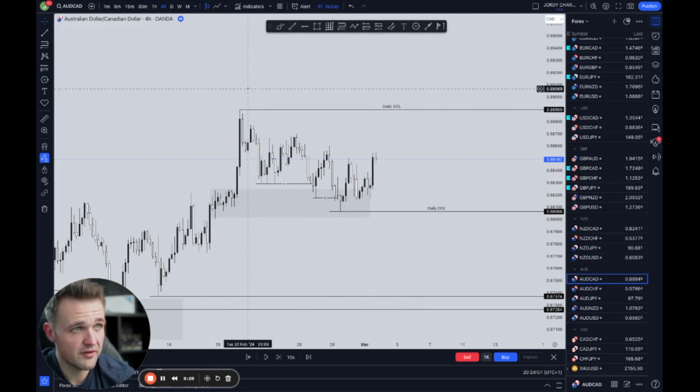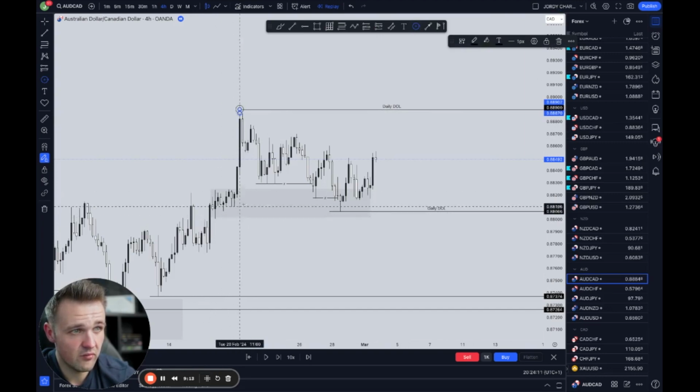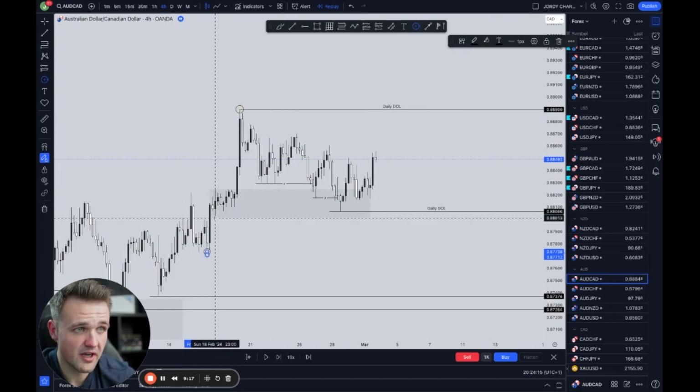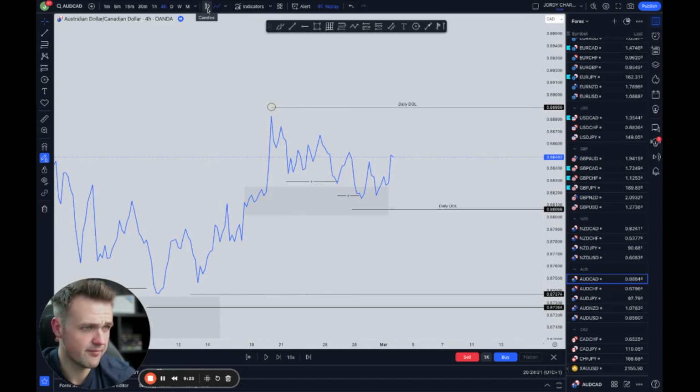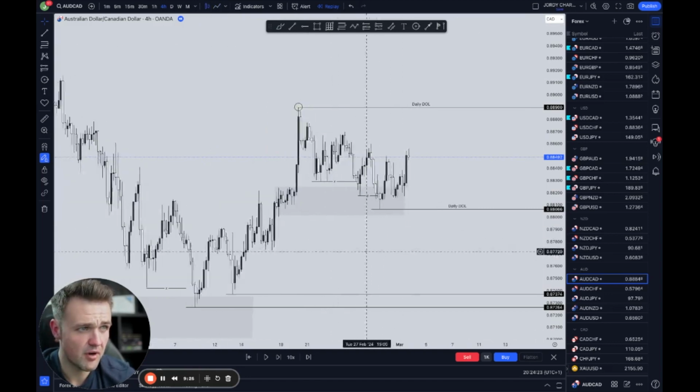Let me put this like this. We had this very nice high over here, and well. To be honest, actually, this could be the low, but I know some people will count this as a low or this. But to me, very simple. We were bullish. Look at the line chart. To me, this is a bullish market.